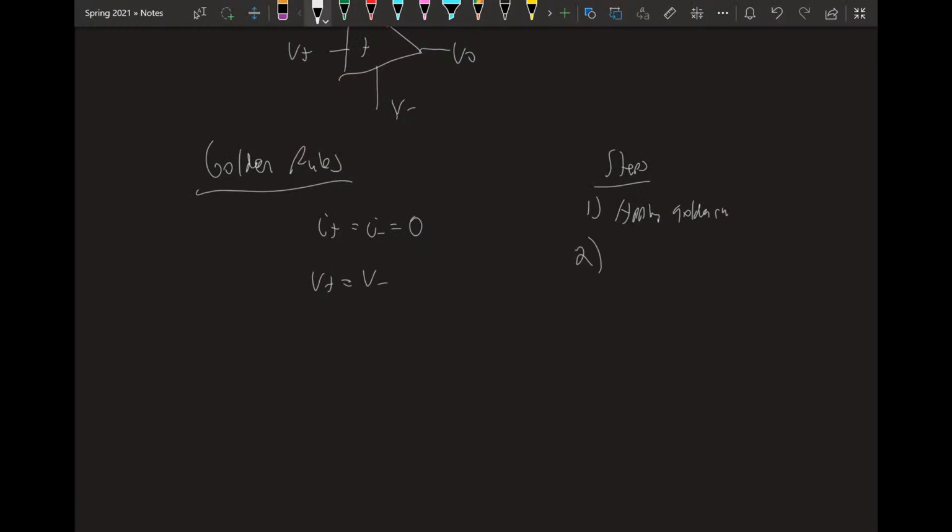Two, you're going to use node voltage to solve the circuit. Or really any technique, I would suggest node voltage.